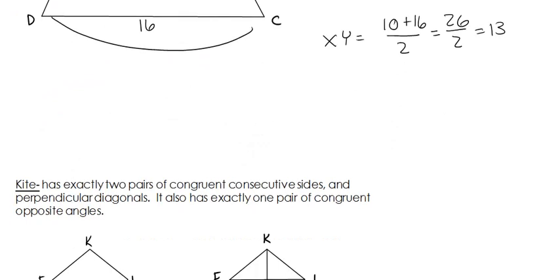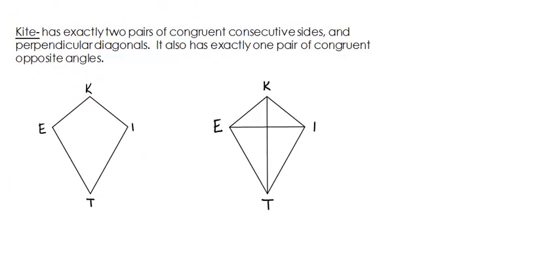Go ahead and slide down. The last definition for today is for a kite. A kite is also a quadrilateral, but it's a little different. It's got two pairs of congruent consecutive sides. Remember, consecutive means next to each other. So the sides that are next to each other are congruent, as in KE and KI are congruent, and then also ET and IT are congruent.